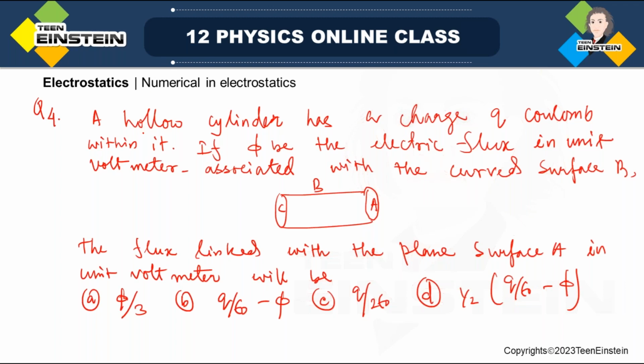The question is, a hollow cylinder has a charge q coulomb within it. Phi is the electric flux linked in unit volt meter associated with the curved surface B. Then the flux linked with the plane surfaces A and C will be how much? This is the question, so you have to answer this.